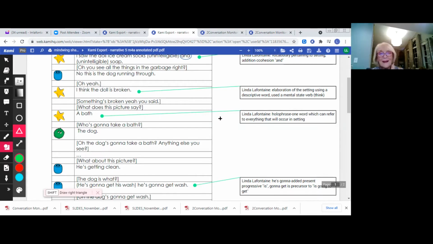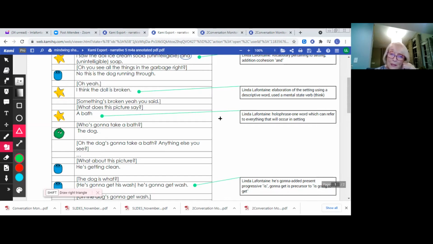Yes, I wanted to think about that because "what does this picture say" is what Sherry said to him, and he said a bath. When we're looking at responses like that, he didn't say the dog is going to take a bath. He just used one word to express the whole thing. And that's a beginning, it's called a holophrase, HOLO, where there's one word to show a whole thing. So we see that a lot as children are really starting to develop their sentences.